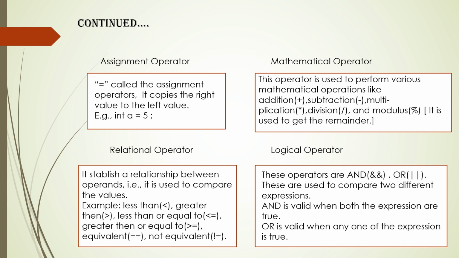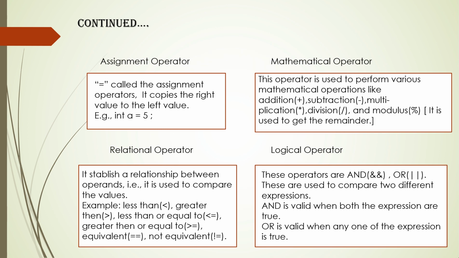Then the third operator is the relational operator. It is used to find the relation between two operands, or we can say it compares the two operands. Examples are less than, greater than, less than or equal to, greater than or equal to, equivalent, and not equivalent. And please focus on the symbols. Symbols are the most important.